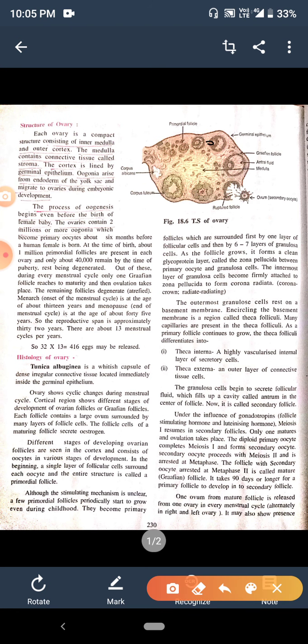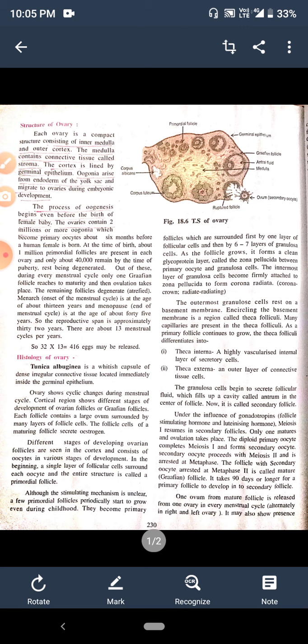In between a primary oocyte and granulosa cells, a zona pellucida is going to form. Now the next will be the innermost layer of granulosa cells become firmly attached to the zona pellucida.